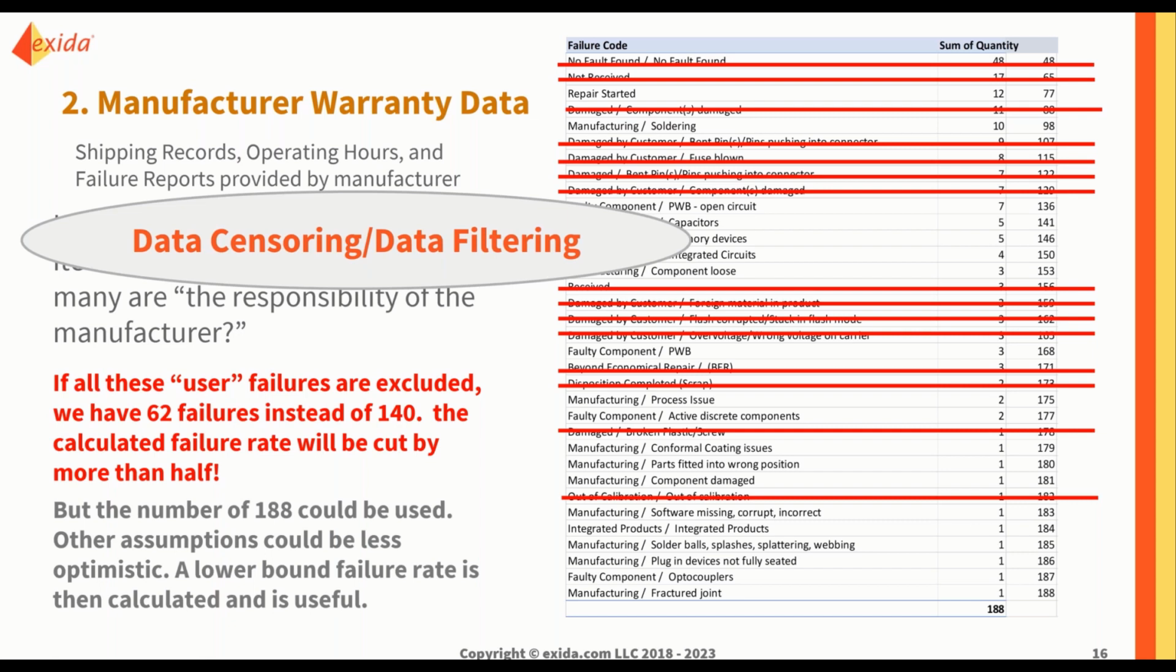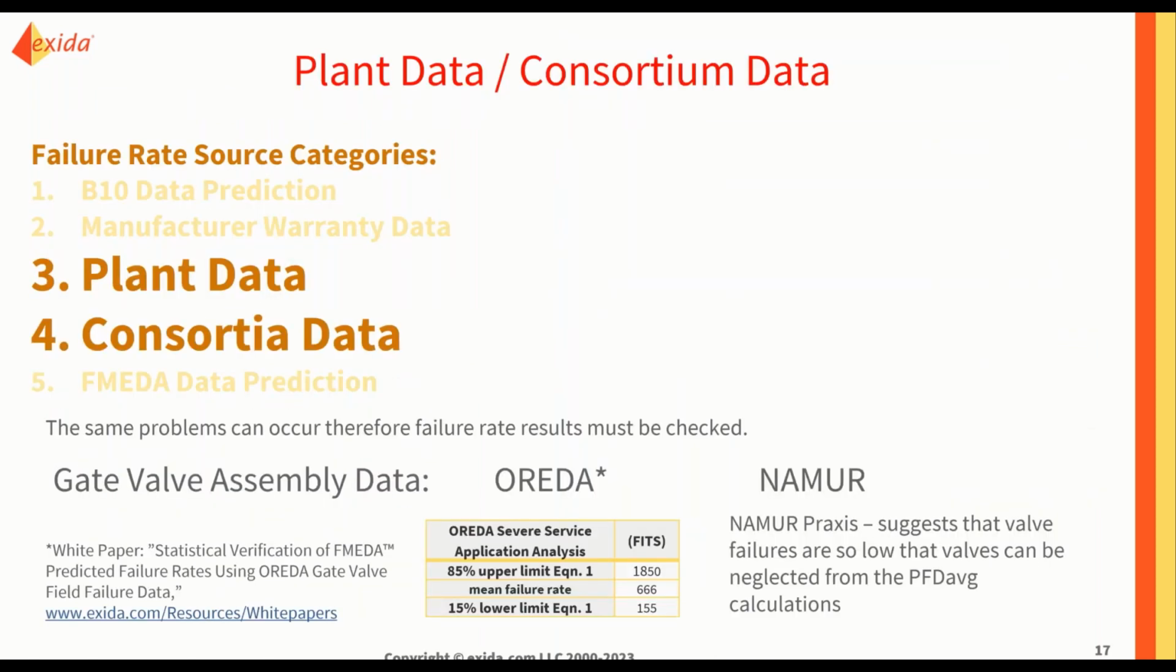However, there's still a lot of valuable data here, and the number of 188 could be used if we had a list and we could include all these other failures, and we could come up with some less optimistic assumptions, and we might have a lower bound failure rate that can be useful, and I'll explain how it's useful a little bit later.